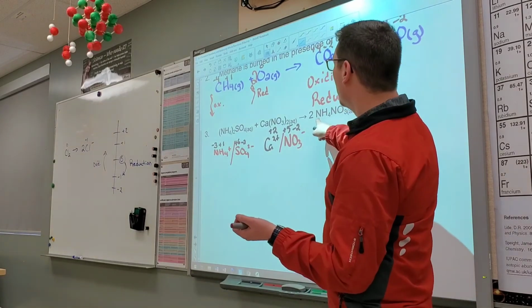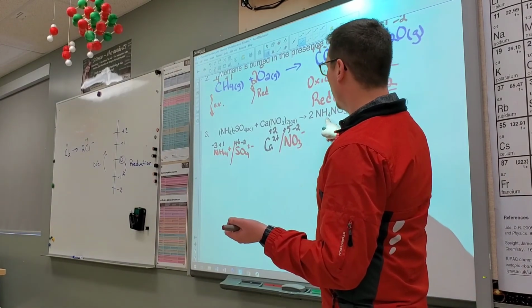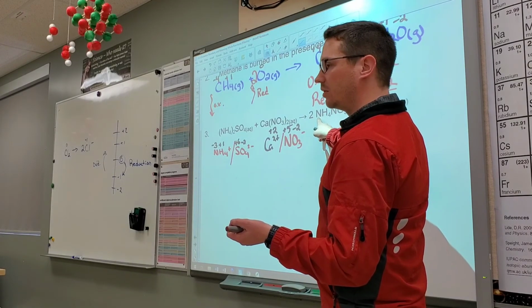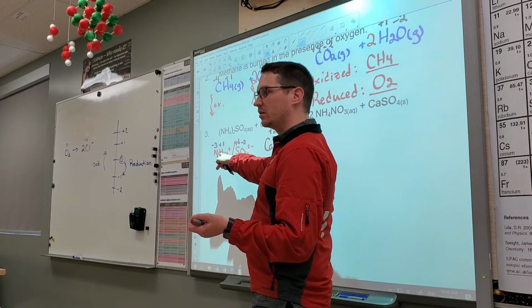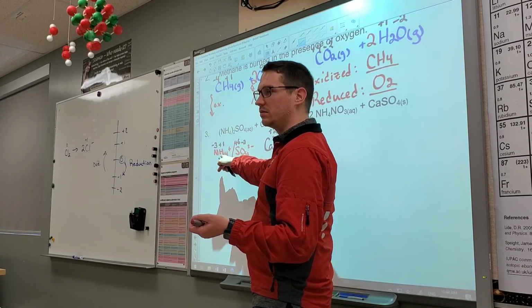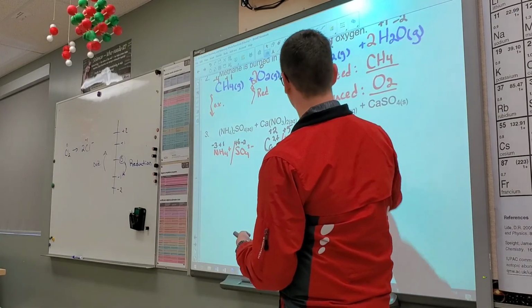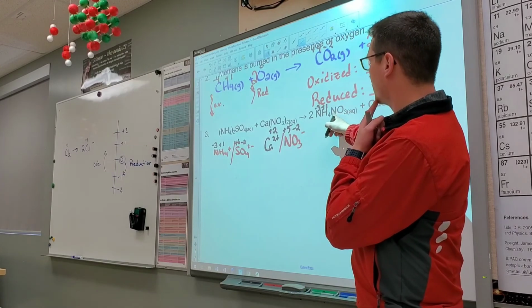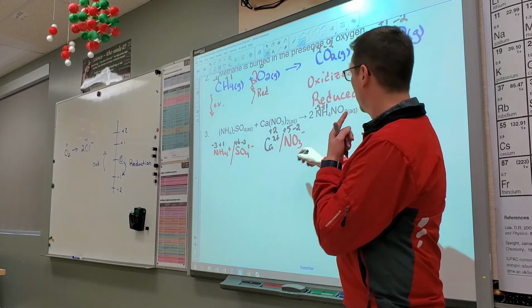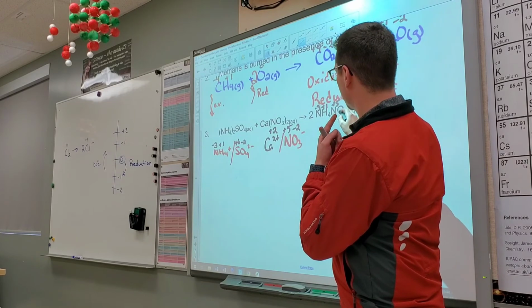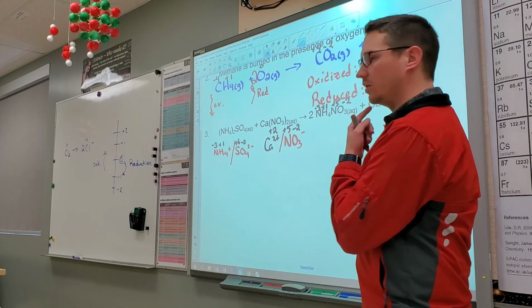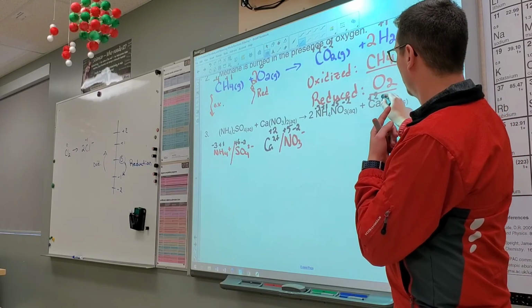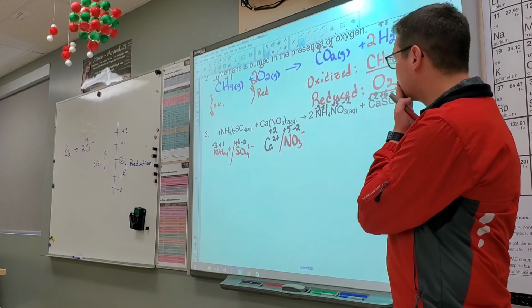Okay? So ammonium. What's the oxidation state of nitrogen in ammonium? It's -3. We already figured that out. Okay. So -3 and +1. Do we know what the oxidation states of nitrogen and oxygen are in nitrate? Yes. Okay. +5 and -2. Do we know what the oxidation states of calcium and sulfate are? +2, +6, and -2.